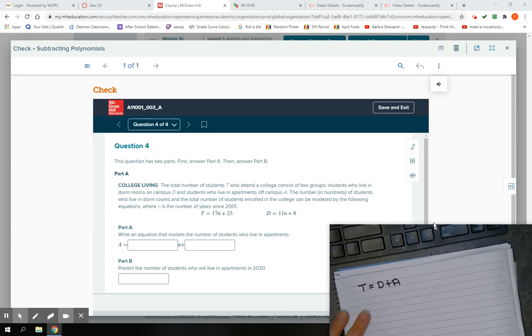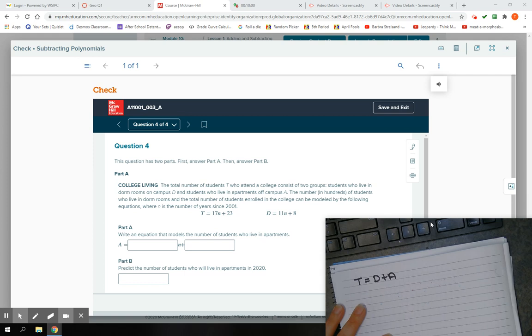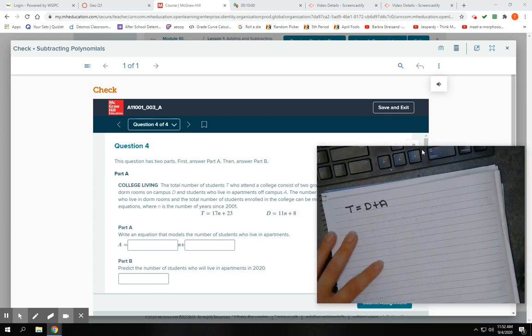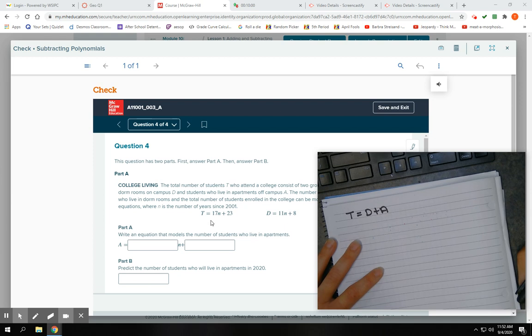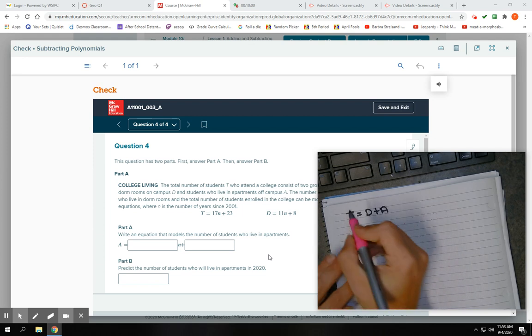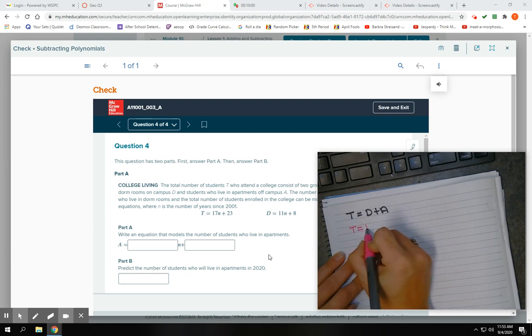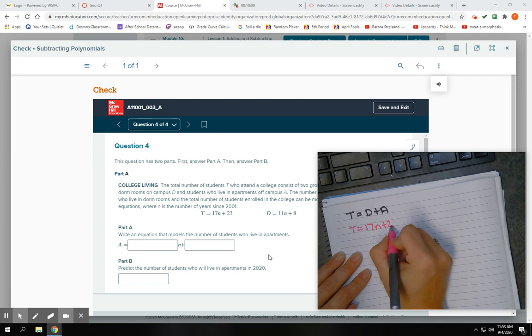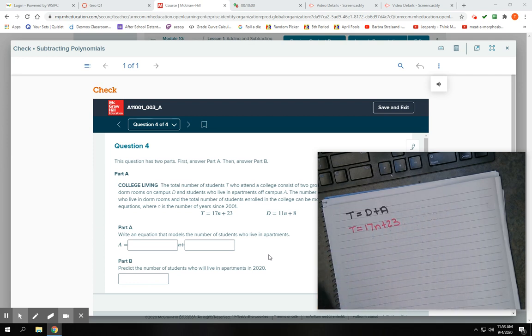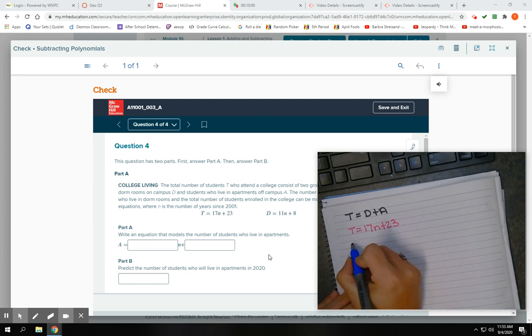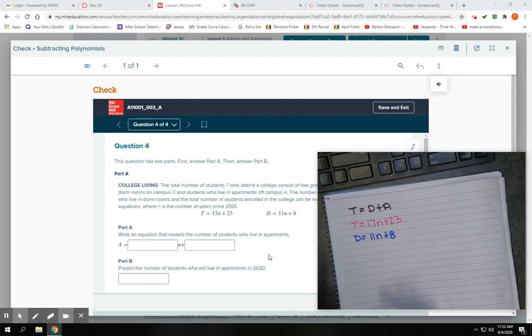The number in hundreds of students who live in the dorms and the total number of students enrolled in the college can be modeled by the following equations, where N is the number of years since 2001. So they tell us that T equals 17N plus 23. And D equals 11N plus 8. So we can substitute these into our original guy there, right?